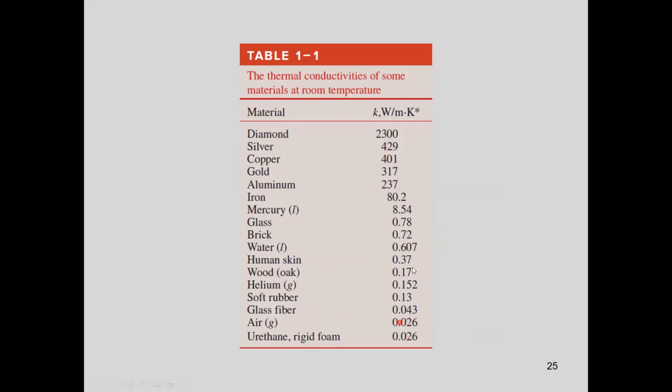Okay, so they have the same thermal conductivity. So glass fiber and rigid foam, they are insulating materials. Air has the same thermal conductivity as rigid foam and even less than glass fiber. So let's consider this wall. And you have air here. Or you have foam.